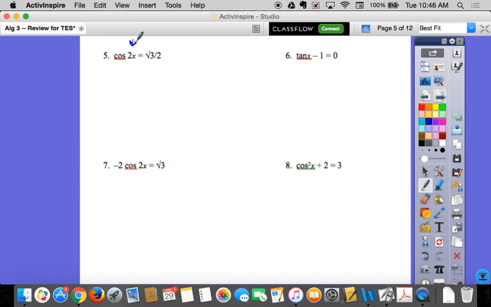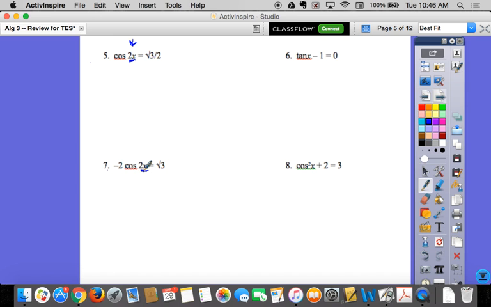So let's go ahead and just treat that thing like it was just a regular x there. And then at the very end, we will divide by 2. So anytime you have a number or something happening to your angle, that happens at the end. So down here on number 7, it's going to be the same thing because you have 2x. Do that at the last step.